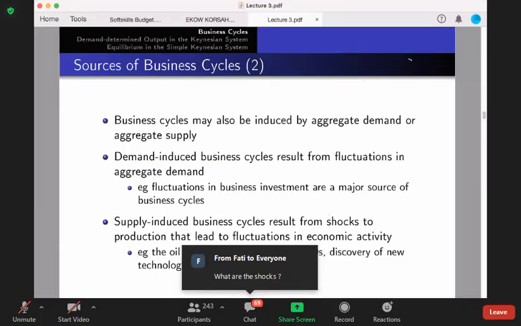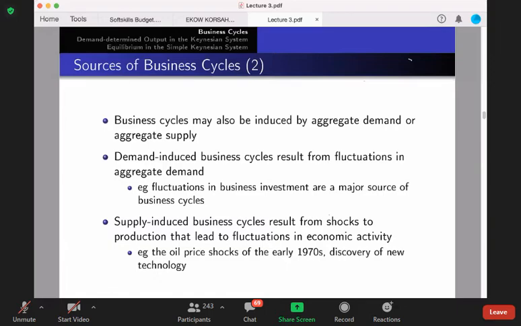Yes, sir. I stand to be corrected by you, but what I saw was the exogenous source of business cycle. You said the oil price shock is an example of an exogenous business cycle, and the second one being the internal. You said the example is fluctuations in aggregate demand and aggregate supply, and there is also an oil price shock.